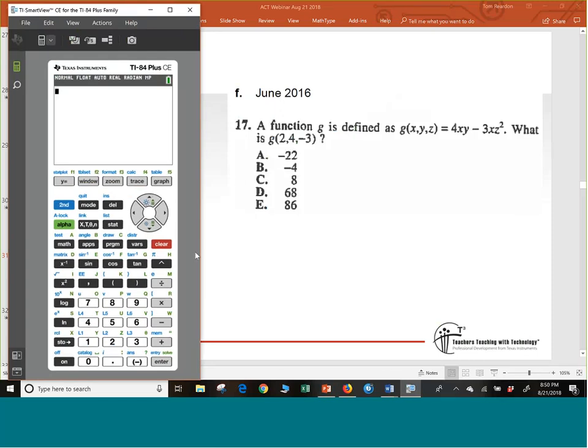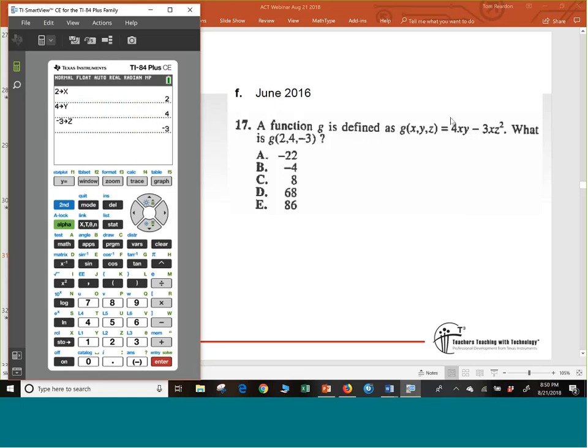So for this one, what you'd have to do is take 2 and press the store key and store it in for alpha X. And then 4, store that for alpha Y. And then -3, store that for alpha Z. And so now those values are locked in there.